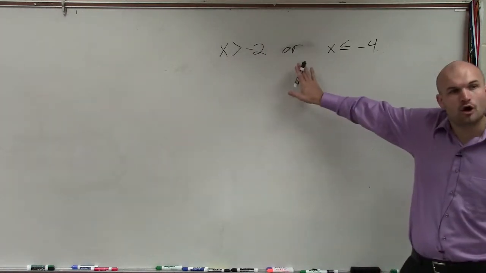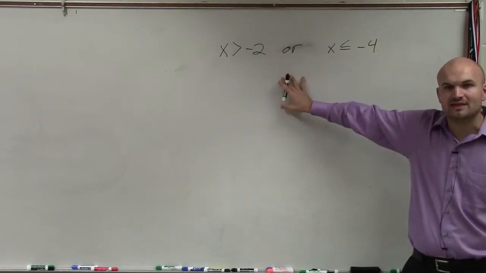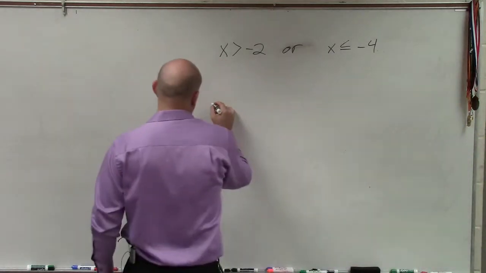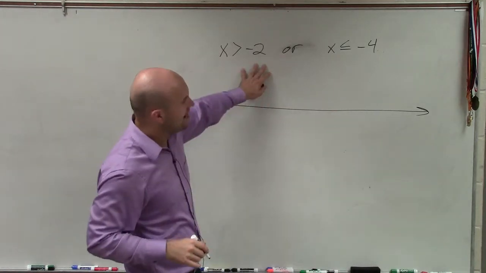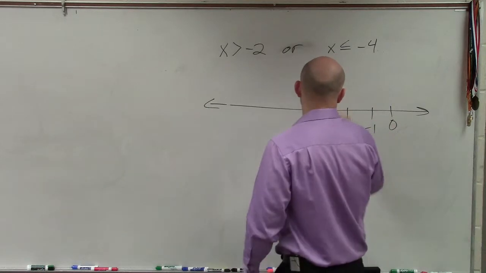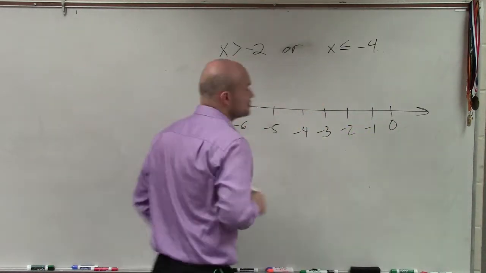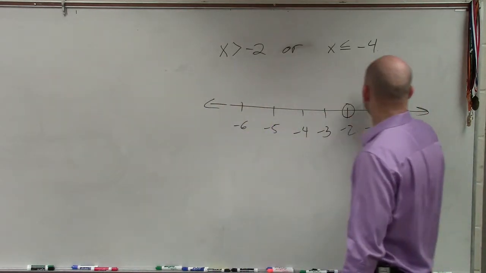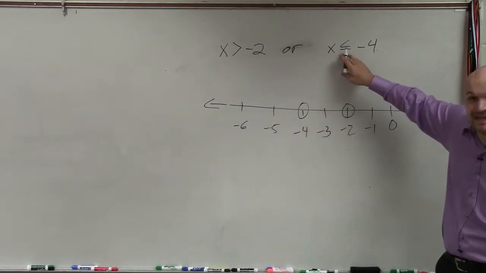So when I have an "or" inequality or an "or" solution, what I want to do is graph them both on the same set of axes, or the same number line. So I have negative numbers, so I'll say 0 will be here, -1, -2, -3, -4, -5, -6. When you have two of them, you're just going to do them separately. I'll put a circle at -2, put a circle at -4.